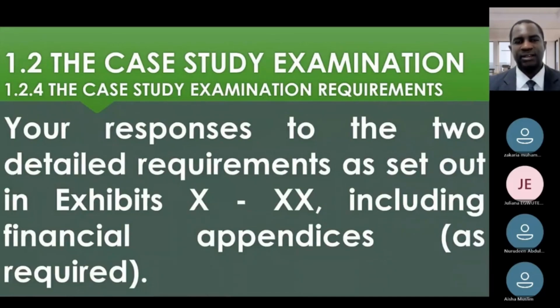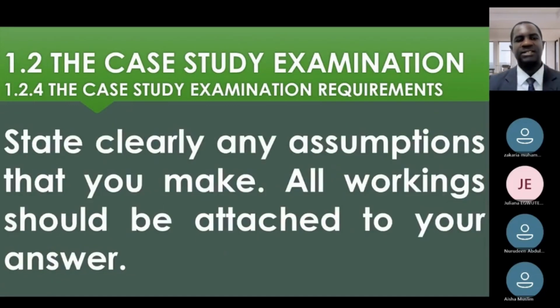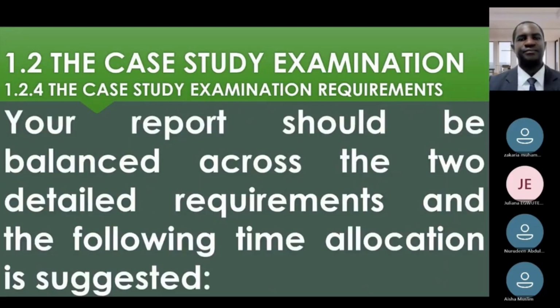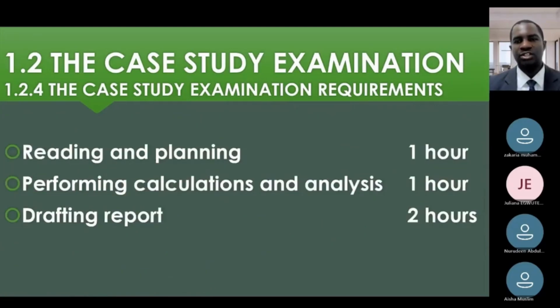And another way it's presented is your responses to the 2 detailed requirements are set out in Exhibit 1 to 5, including financial appendices as required. So you'll be asked to state clearly your assumptions, and all workings should be attached, which is your appendix that comes last. Okay, so your report should be balanced across the detailed requirements based on the following time allocation or suggestion. So there's a suggestion by the examiner to structure your report this way.